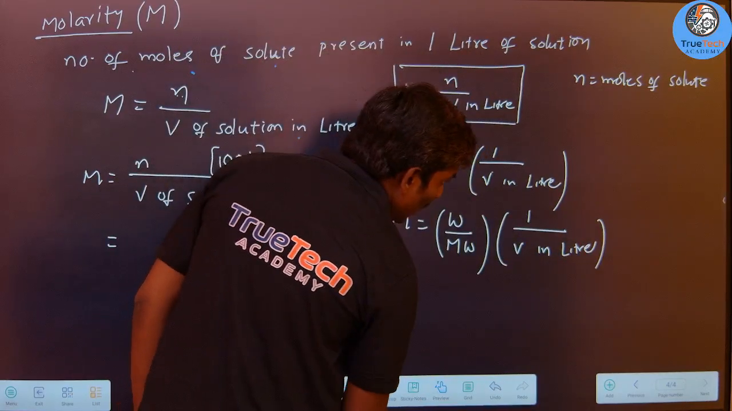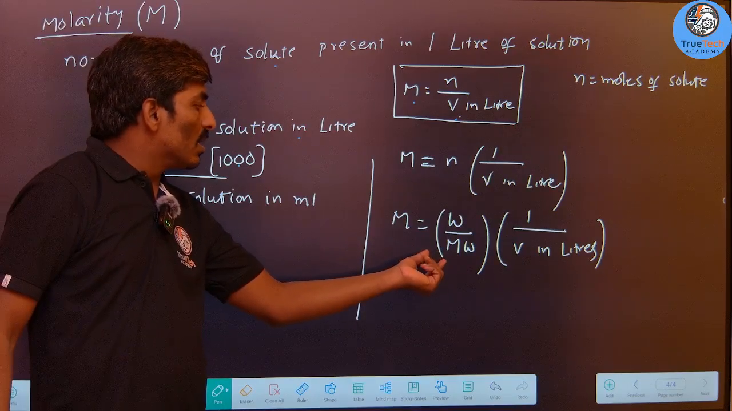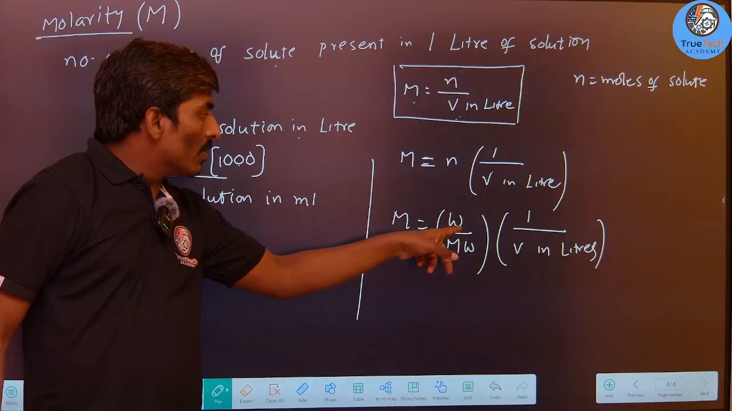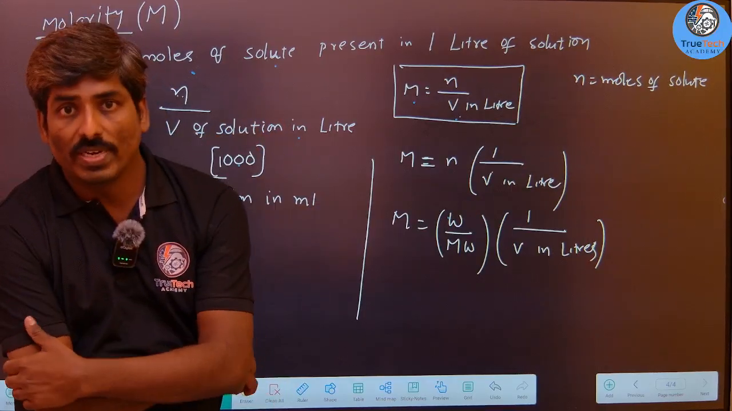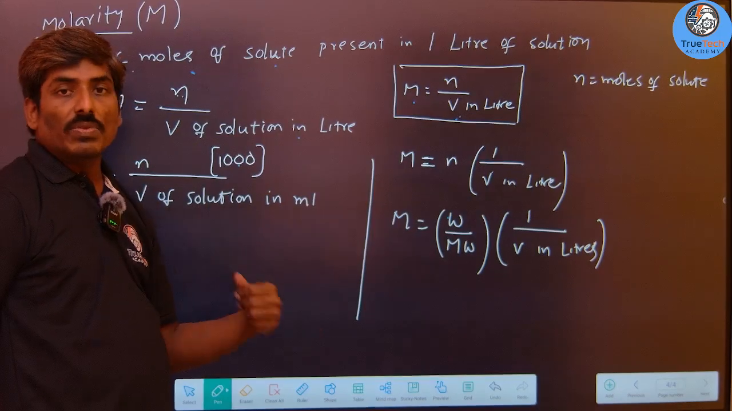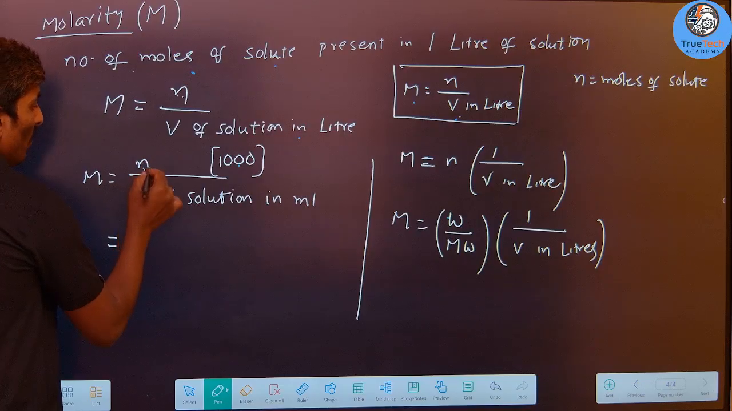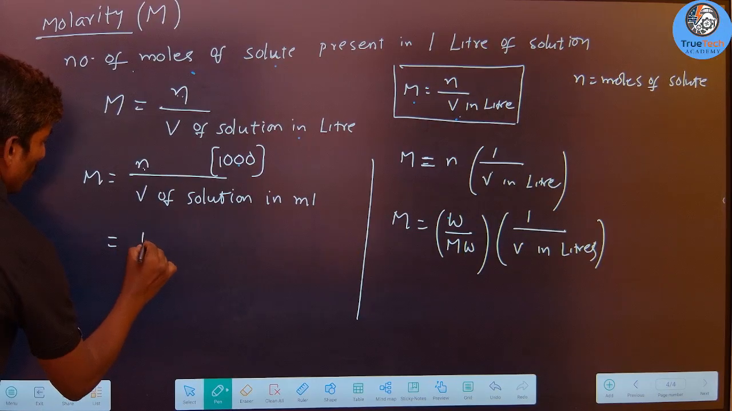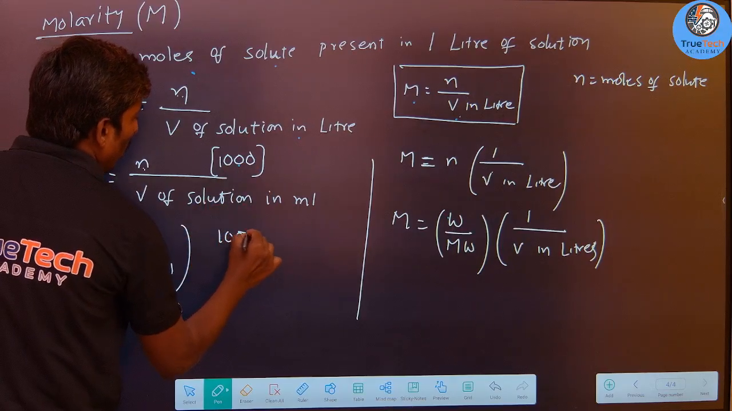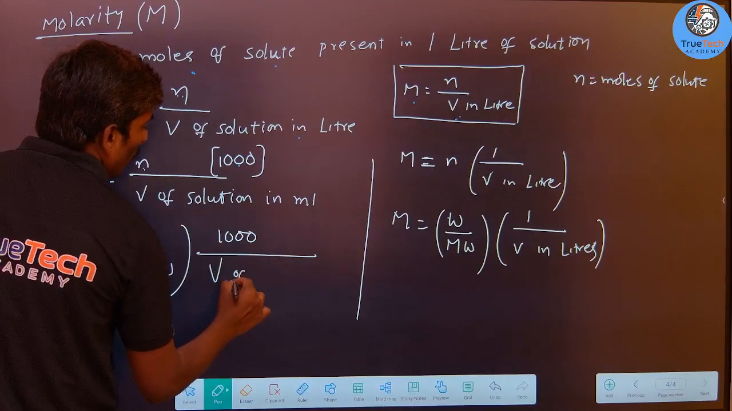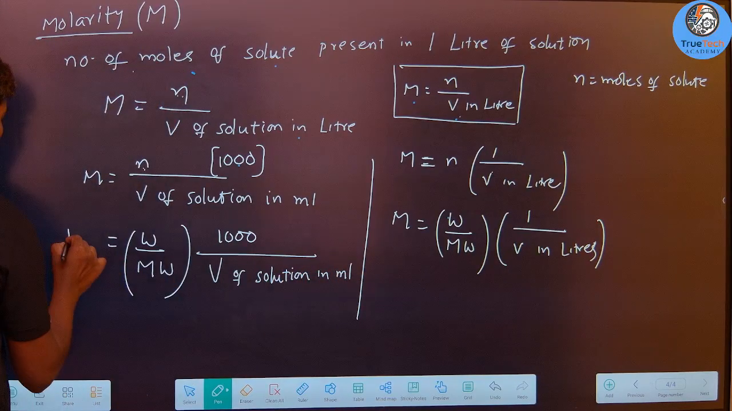1 by v in liters. So this is another formula we will use when the given information is in terms of W. W means weight of solute. Here it is moles of solute, here it is weight of solute. So this also can be modified. In place of n, we write weight by molecular weight, and the remaining stays as it is, 1000 by the volume of solution in ml. This is also molarity.